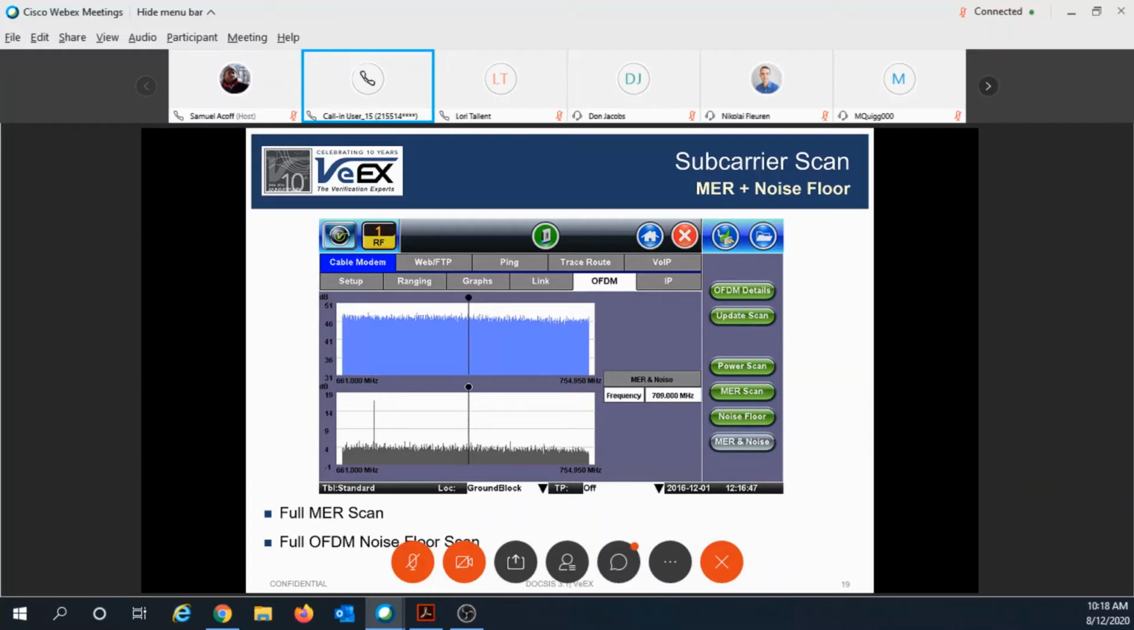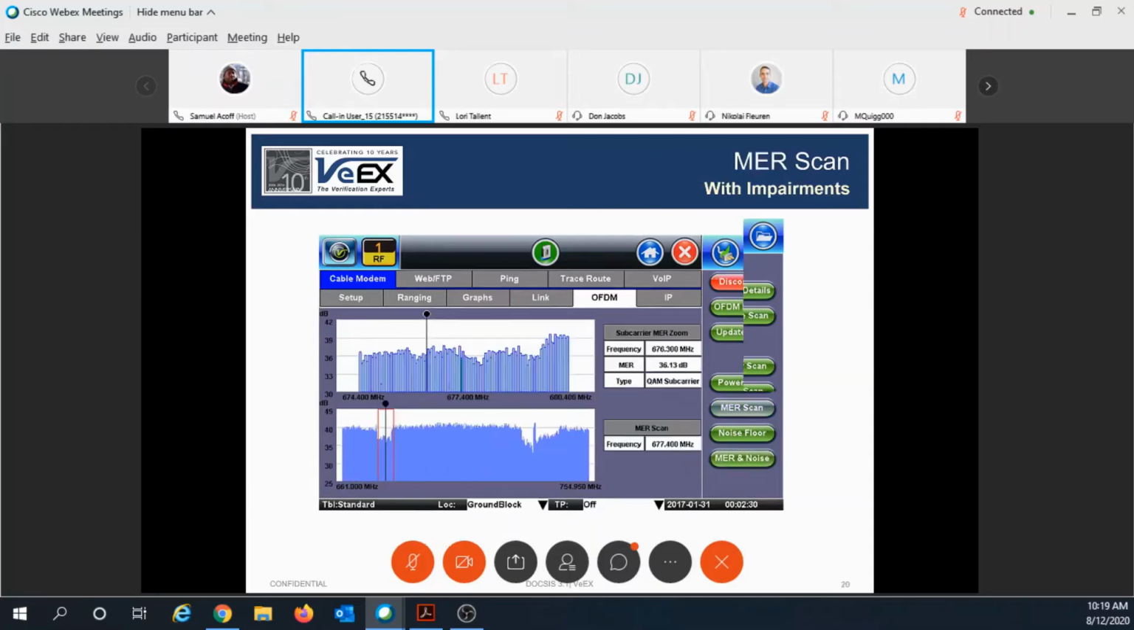But I'm going to show you some ones that really stick out and see how easy it is to see where you have problems. This particular one, this MER view, has some impairments in it. There's two spots that the MER is degraded. Where we have that marker there, we're in the mid-30s, which isn't terrible. The OFDM will run, but you may have some performance degradations as a result of this.